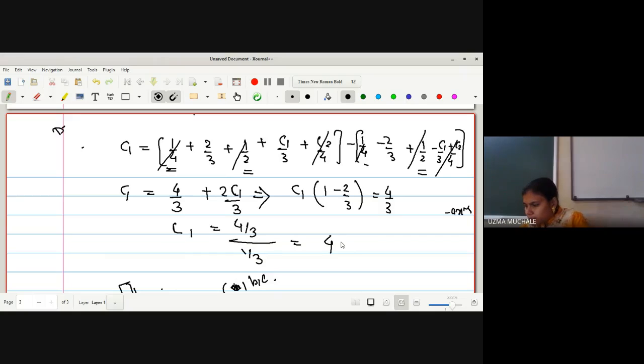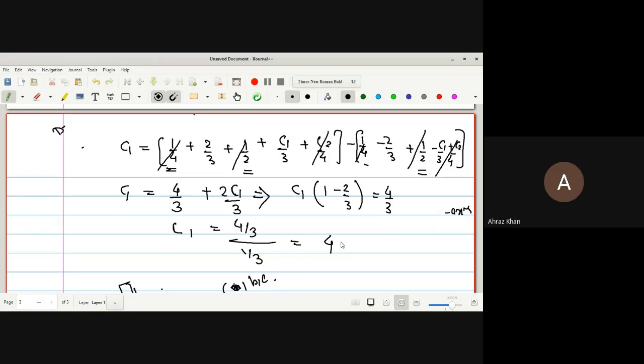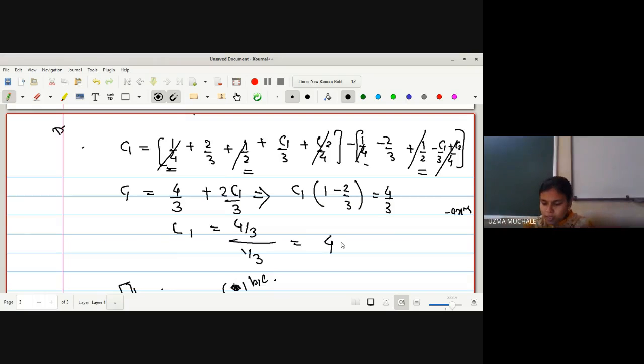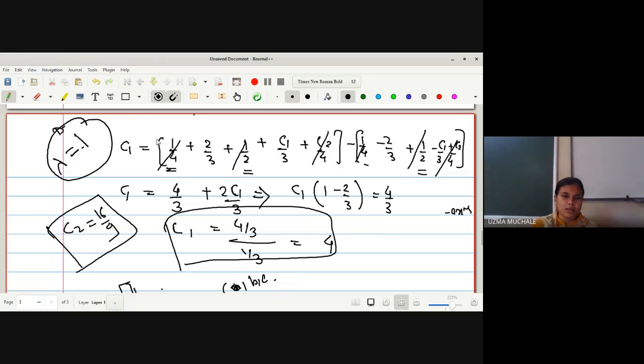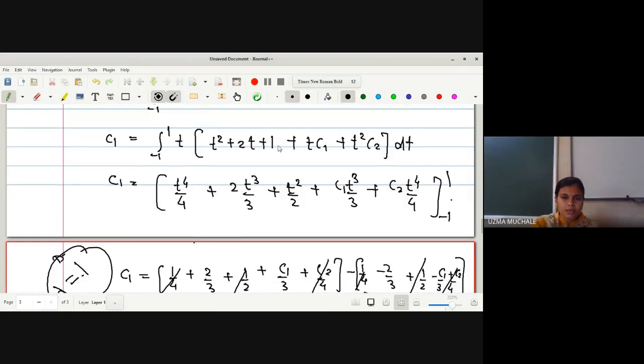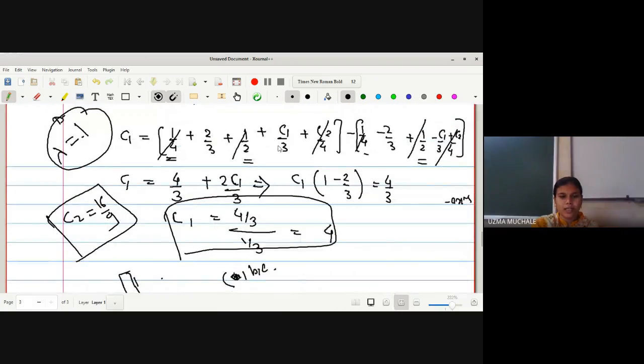Did everyone get the same answer? Yes, ma'am. Similarly, you can solve for c2. Let me tell you the value of c2 is 16 by 9. So in this case we got the values of c1 and c2 directly. Why? Because we are provided with the value of lambda as 1. If the value of lambda were not given, then some lambda terms would come in the integration. So lambda is unknown and at that time we have to find out the d lambda and all. In this case, if lambda is given, we can get the values of c1 and c2 directly.